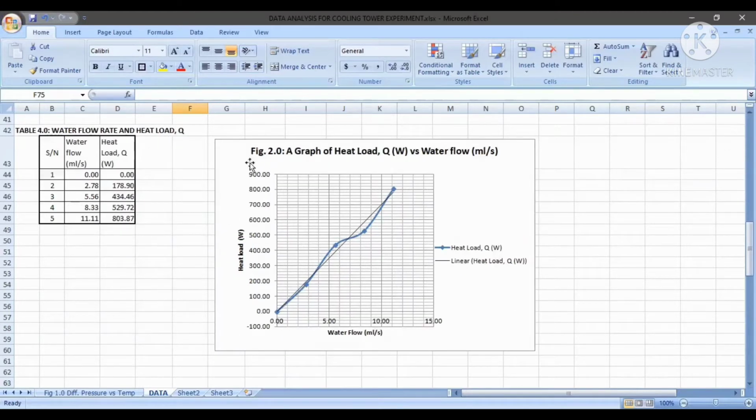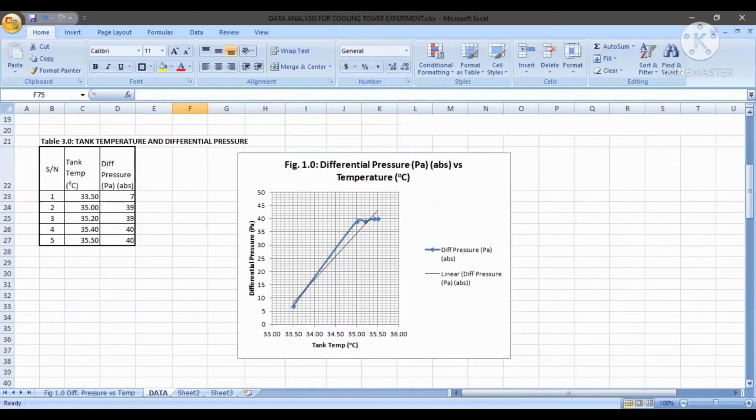Figure 2 is a graph of heat load against water flow. This is also a positive graph showing that water flow is proportional to heat load. As we are increasing the water flow, so also the heat load on the cooling tower is increasing. You might want to have a slope for this graph, both figure 1 and figure 2.